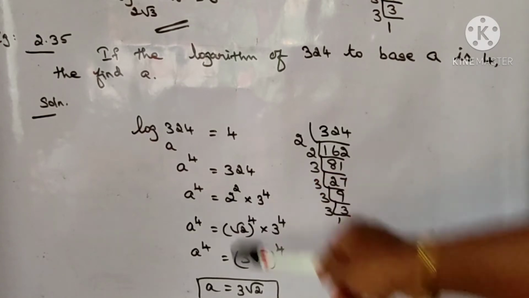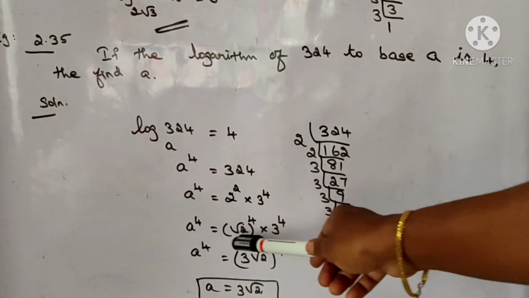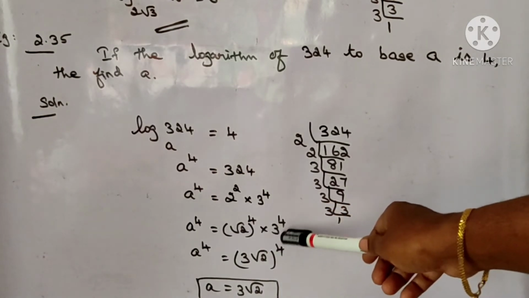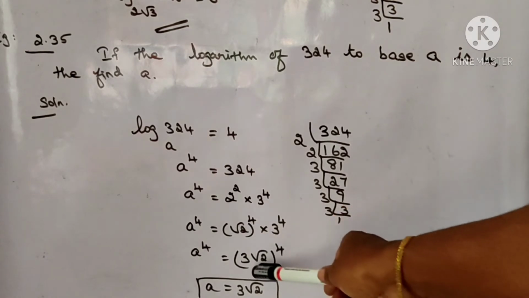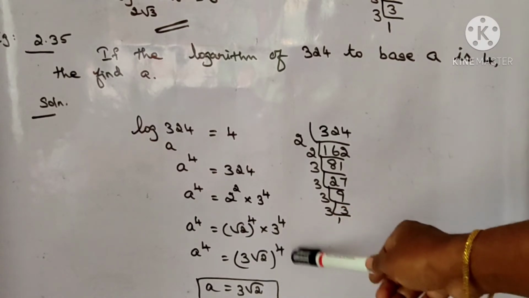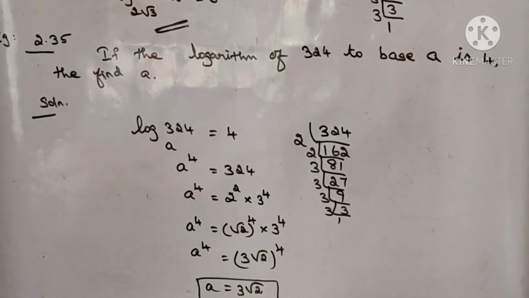So we convert it, the power we wanted is 4 times. So we write 2 as root 2 the whole power 4. So a power 4 is equal to root 2 the whole power 4 into 3 power 4, which can be written as 3 root 2 the whole power 4. So equating both sides, we get the a value is 3 root 2.